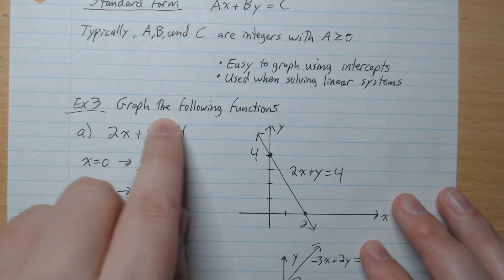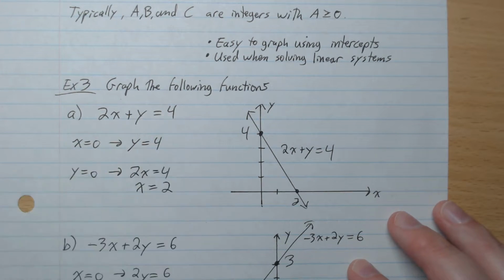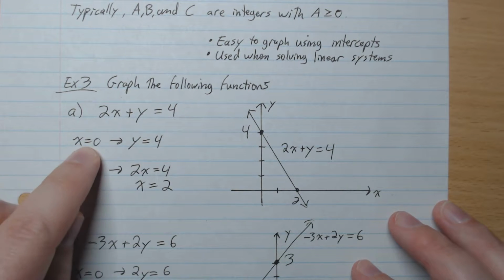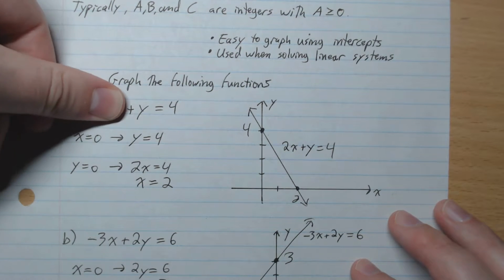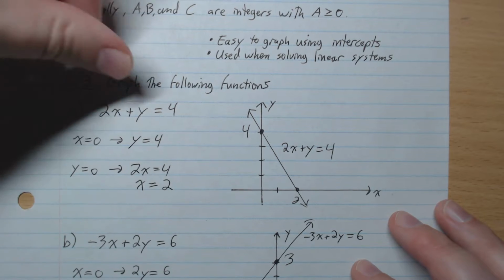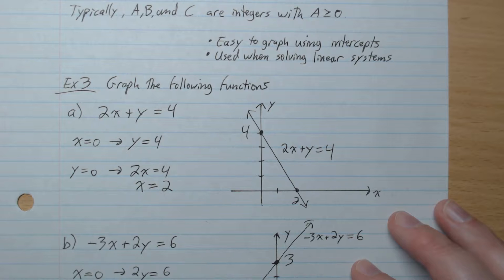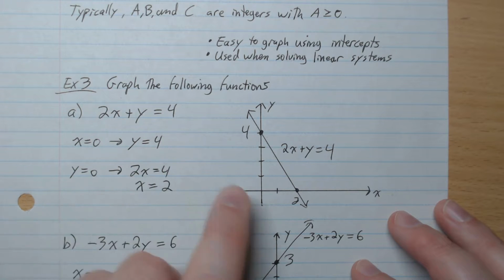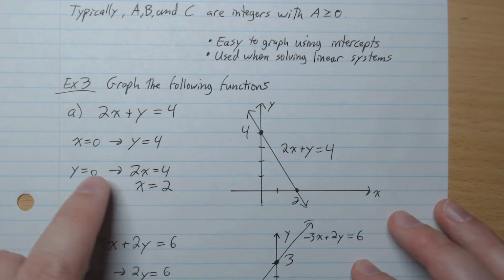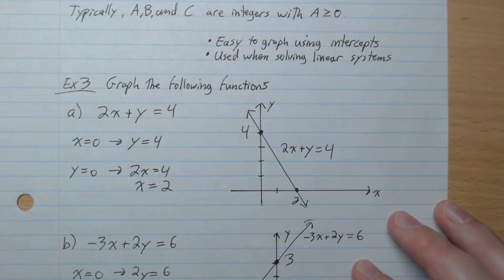So example 3, graph the following functions. So here we have 2x plus y equals 4. So we've covered this before in grade 9, right? So if x is 0, we plug that in and we get y equals 4. And if y is 0, we plug that in, then we get 2x equals 4. And so x equals 2. So we have 0, 4, which is right there. And then we have 2, 0, which is right there. And then we connect the two dots like that. And so there's the graph of our function.